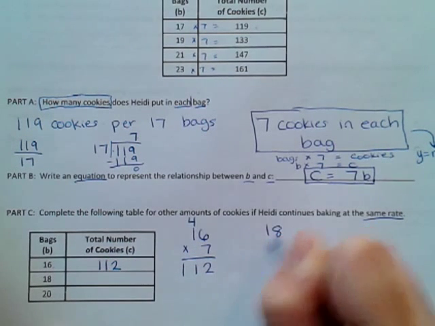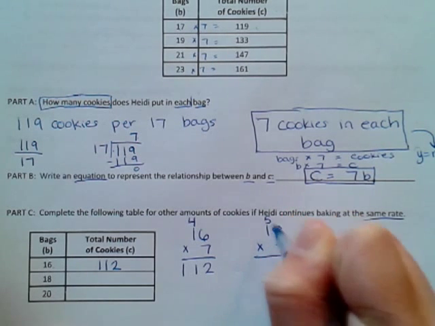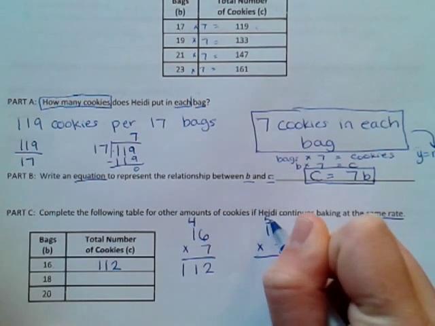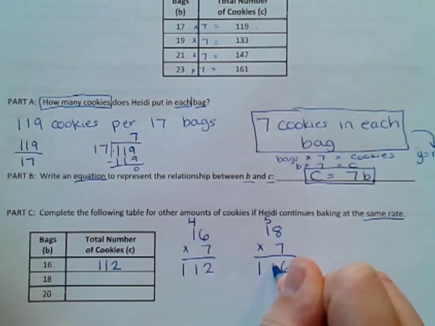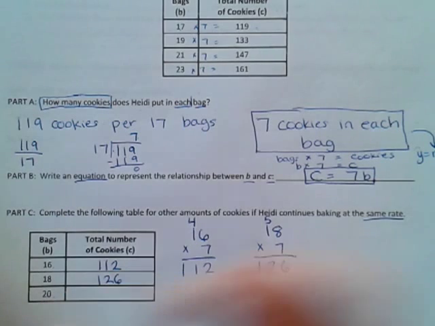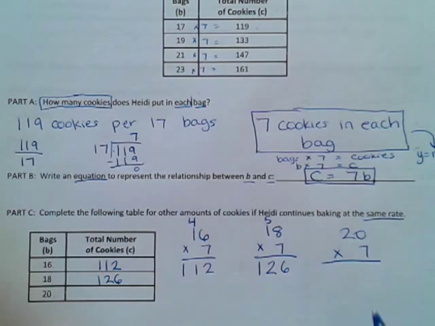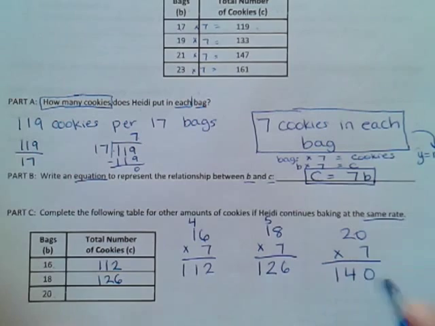And then if I do that again, 18 times 7. 8 times 7 is 56. 1 times 7 is 7. Plus 5 is 12. So 126. And last one is 20. So I have 20 times 7, because remember I do bags times the 7 gives me number of cookies. 0 times 7 is 0. 2 times 7 is 14, so 140. And now it's time for you to practice.